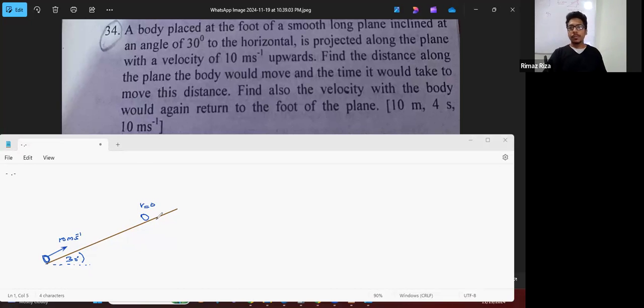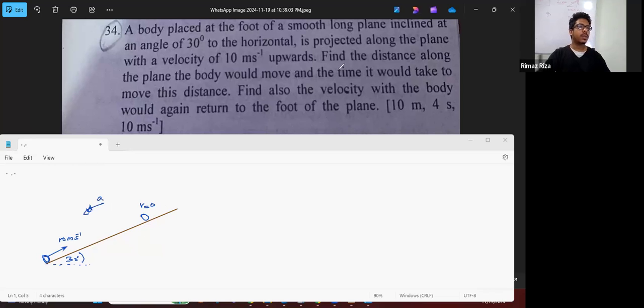So when it's moved upward, it has a deceleration, and when it's moved downward, it has acceleration. But the magnitude of this deceleration and acceleration will be the same. In upward motion there is a deceleration, and in downward motion there is an acceleration, because throughout the motion there is acceleration in this direction. The acceleration of the object throughout the motion will be in this direction.